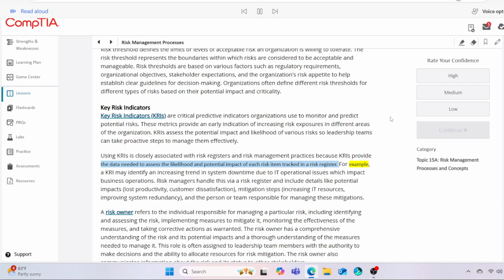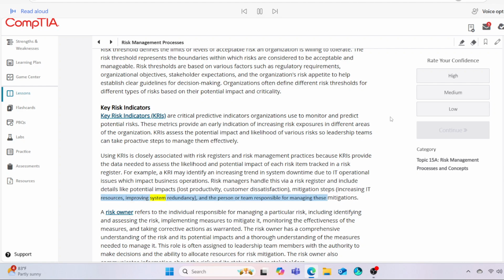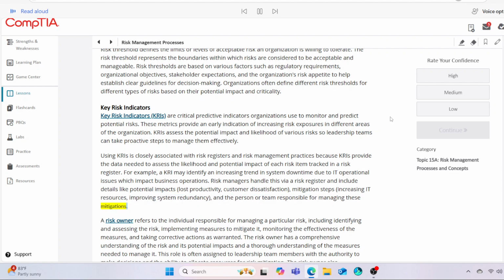For example, a KRI may identify an increasing trend in system downtime due to IT operational issues which impact business operations. Risk managers handle this via a risk register and include details like potential impacts, lost productivity, customer dissatisfaction, mitigation steps, increasing IT resources, improving system redundancy, and the person or team responsible for managing these mitigations.